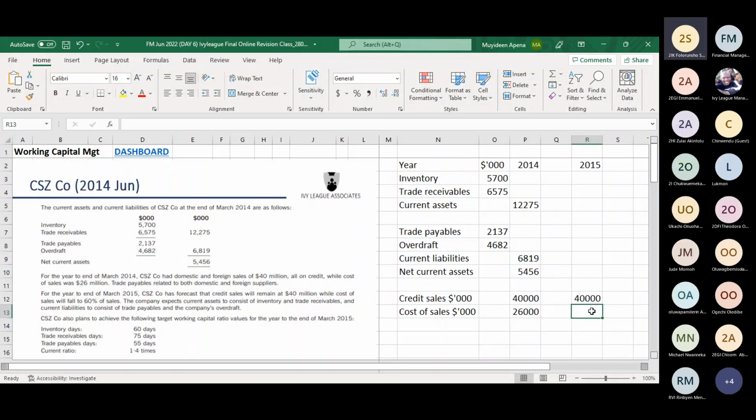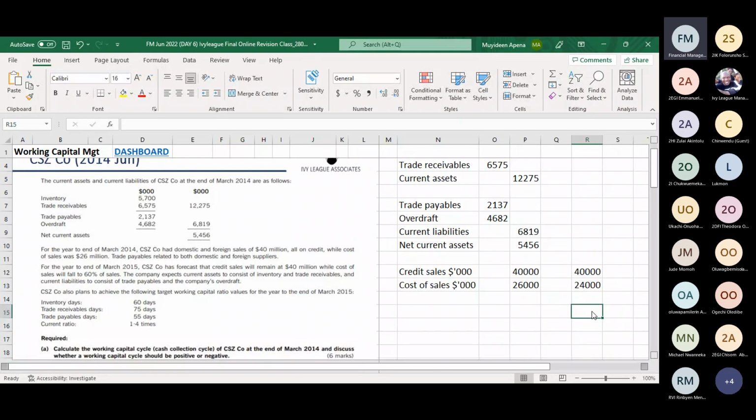Yeah, 60% of sales. So we just do 60% of 40 million. This is what you are saying. Okay. The company expects current assets to consist of inventory and trade receivables.